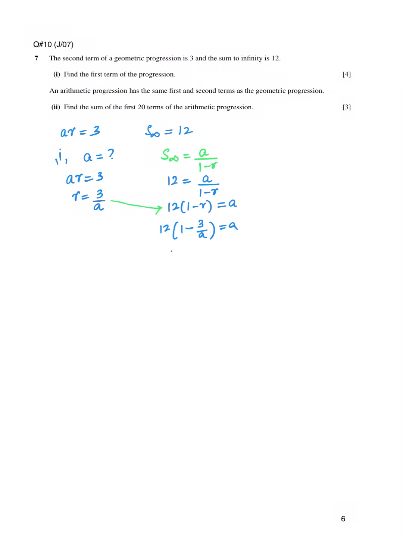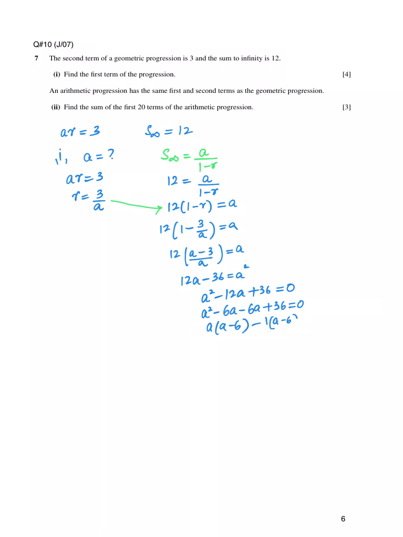We can take the LCM here, so that leads to 12 times (A minus 3) divided by A equals A. It will be the equation 12A minus 36 equals A squared. If you solve it, it's A squared minus 12A plus 36 equals 0. We can simplify by using the middle term. It will be minus 6A minus 6A plus 36 equals 0, so (A minus 6)(A minus 6) equals 0. So you get two values of A, 1 and positive 6.